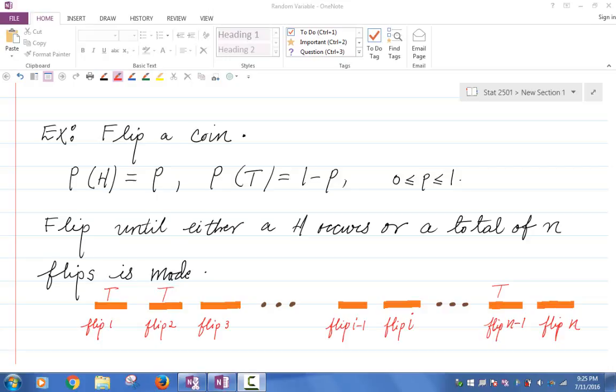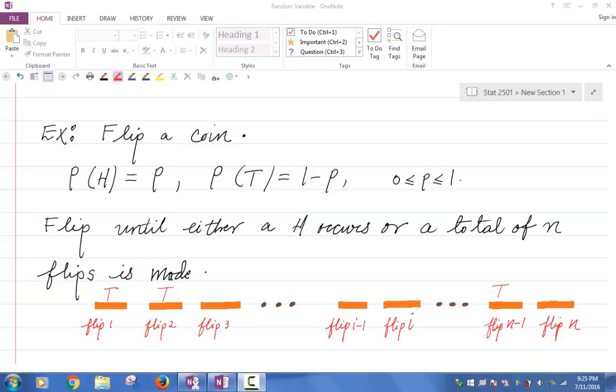Let's go over an example. Let's say we flip a coin. The probability of getting a head is P. The probability of getting a tail is 1 minus P, where P is a number between 0 and 1.